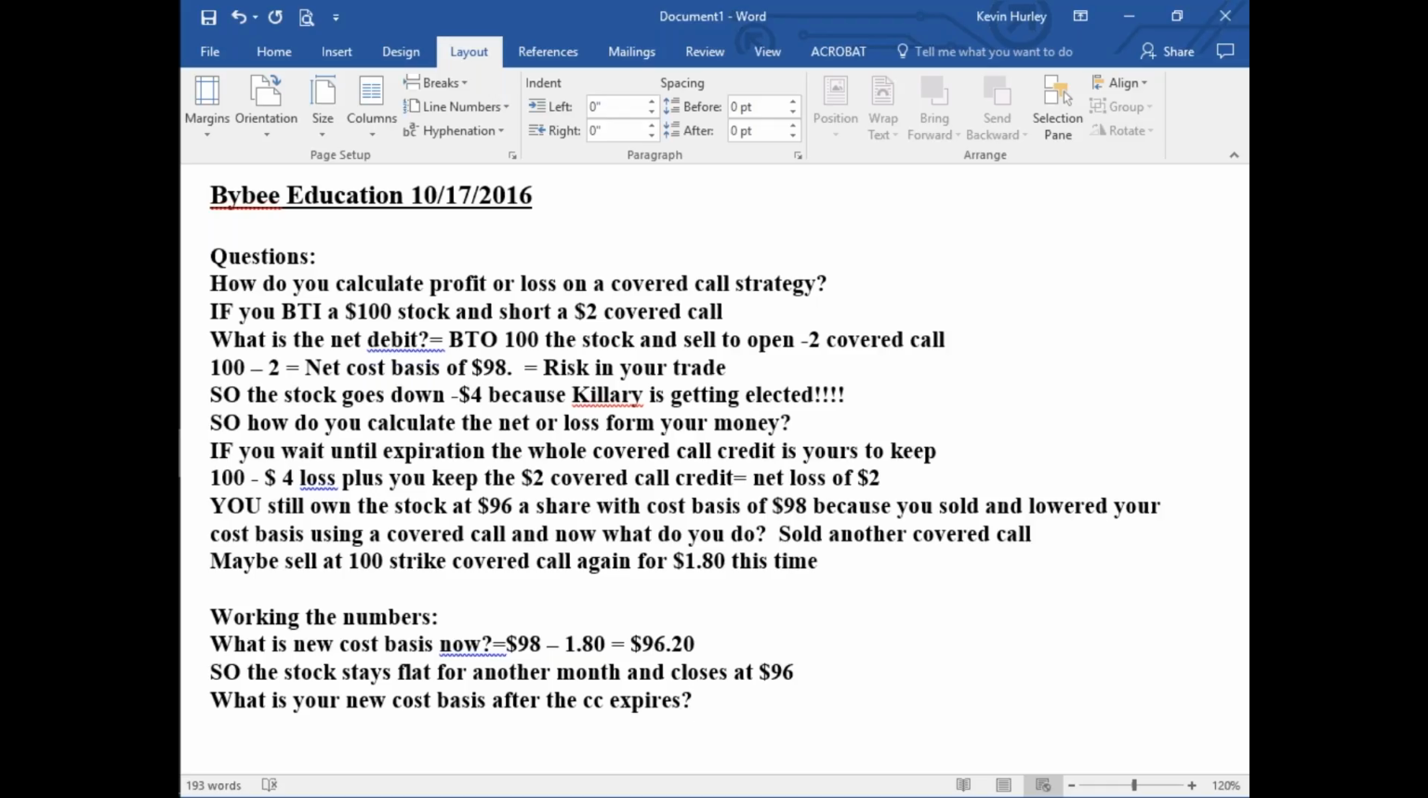What's your new cost basis on your stock? You sold a covered call in month one, and in month two you sold another one. What's your new cost basis? You sold a covered call, you got a credit into your account. Cost basis now is at 96.20. It expired. You get to keep that credit. It's yours.